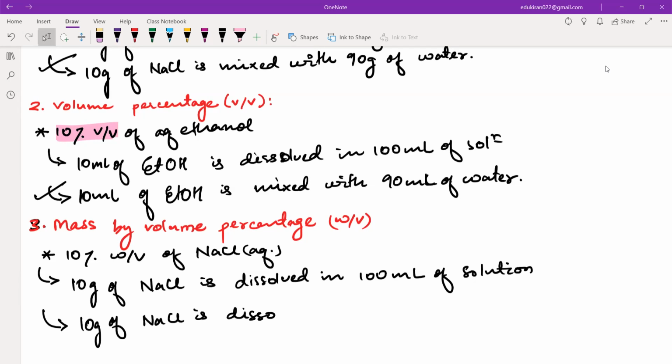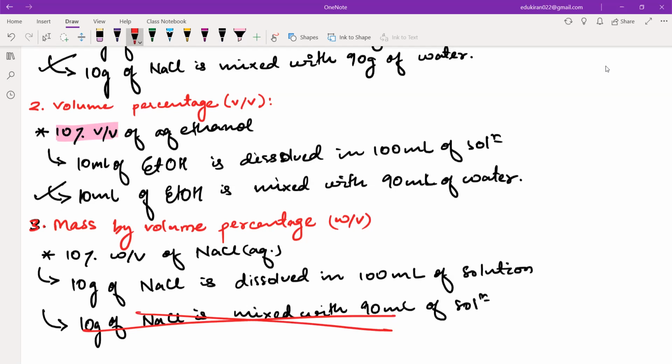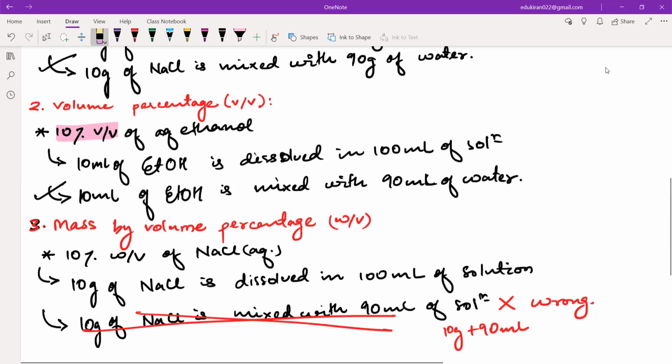Please don't write the next statement. This is a wrong statement: 10 gram of NaCl is dissolved or is mixed with 90 ml of solution. This is completely wrong, because you cannot add 10 gram plus 90 ml. I hope you remember from your first chapter of physics, unit dimension and measurement, that you cannot add two different units, or subtract for that matter.